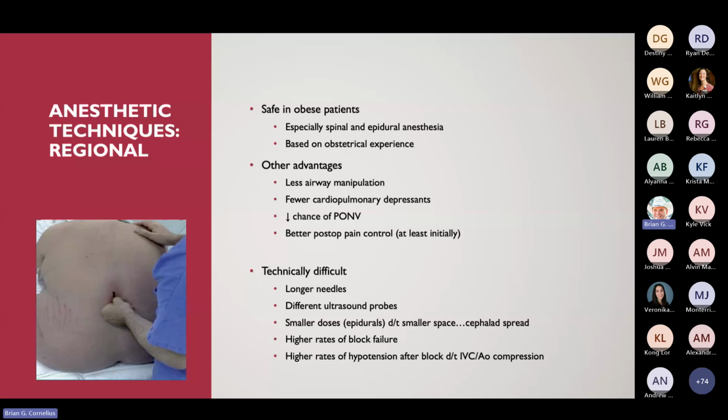And then the other thing you see, even in non-pregnant patients, is that they tend to have a higher rate of hypotension after a neuraxial block because of compression of the great vessels. So you may want to consider doing some co-loading of fluid for those patients to prevent that.